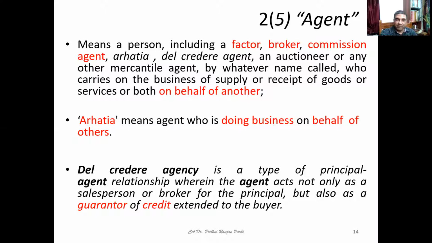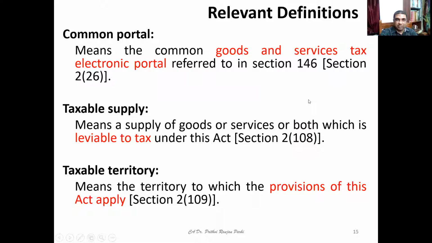Okay, if you want to learn once again, you can refer to the recorded video which is available. Agent definition. Now, these are the few new definitions we want to know. First is, what is the meaning of common portal? Many times law uses this term, common portal. Common portal means common goods and services tax electronic portal, which is referred in section 146.